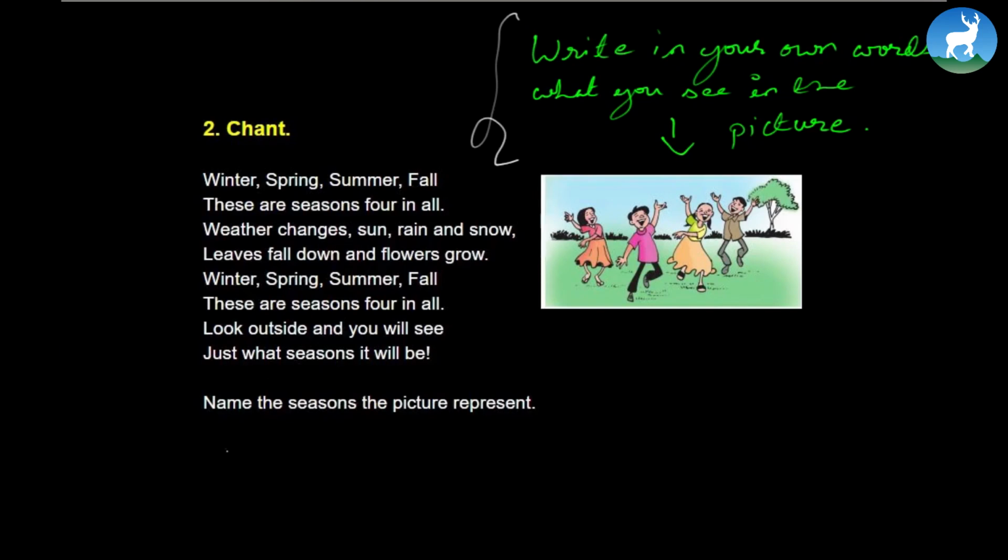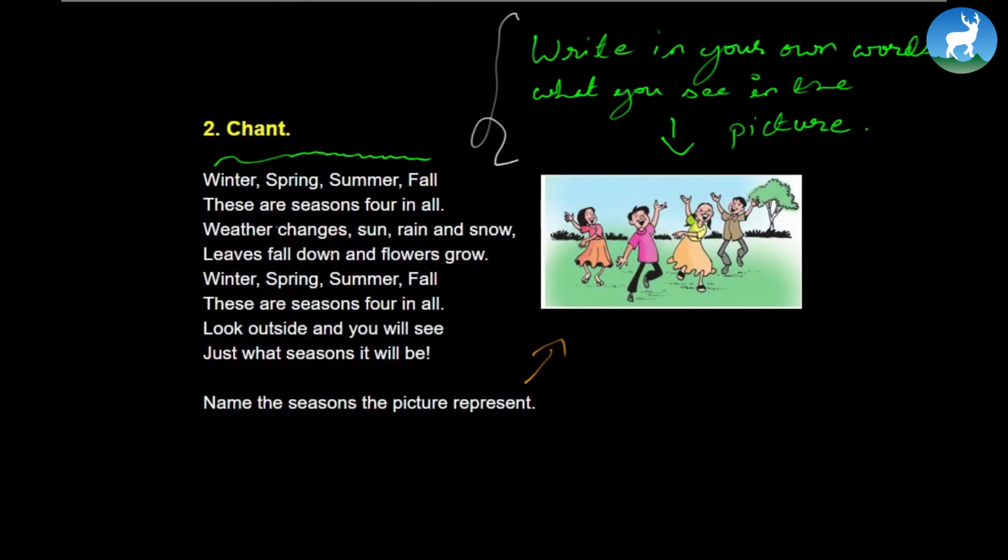Very simple poem or chant. And of course it talks about 4 seasons. See, winter, summer, spring and fall. Okay. And there's one very simple question here. Name the seasons the picture represents. Now, which season do you think is this? See? So, maybe it's spring or maybe it's summer. What do you say? So, name the seasons the picture represents. It's very simple. Okay? Maybe the picture represents spring and summer. Very simple thing to do.